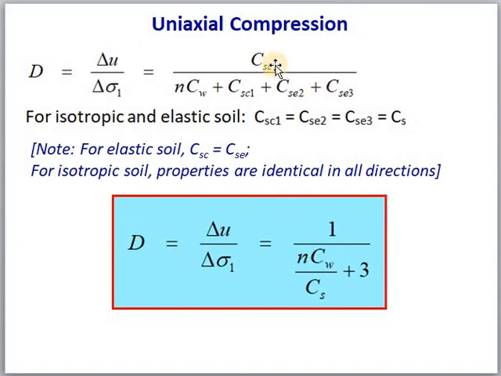So this we can simplify as CS by nCW plus CS, again 3 CS, because this is CS and CS. So you have 3 CS here. Now what you do is divide with CS as in the previous case. So you have D is equal to delta U by delta sigma 1, which is equal to 1 by nCW by CS plus 3. That means this is the expression for the pore pressure parameter for a uniaxial compression case.